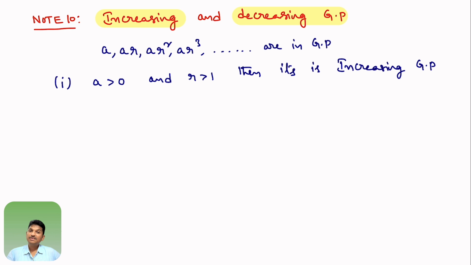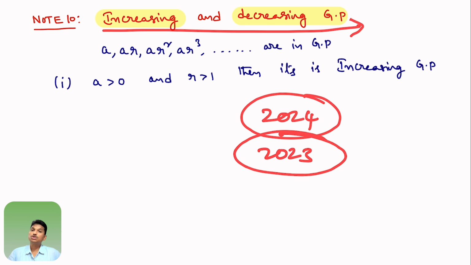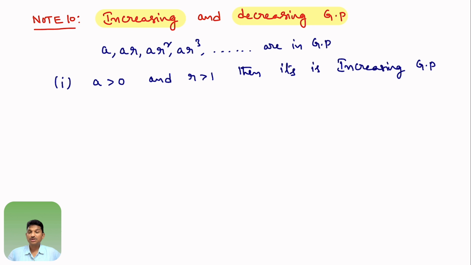Note 10: Increasing and decreasing geometric progression. See, in 2024 they asked a question based on increasing geometric progression. In 2023, they also asked a question on increasing geometric progression. So many students know what a geometric progression is. What is an increasing geometric progression? What is a decreasing geometric progression?